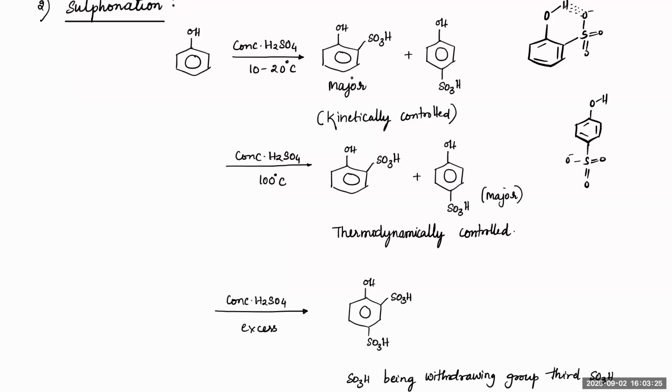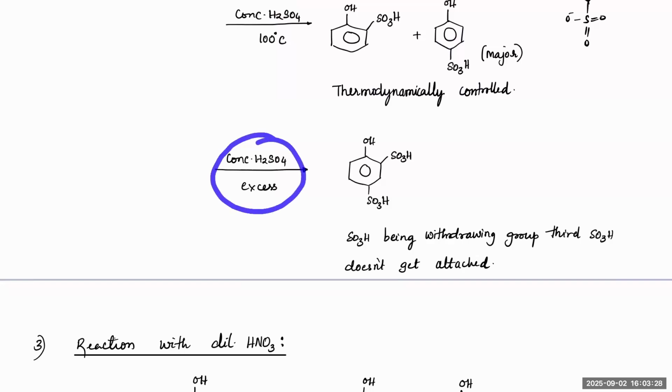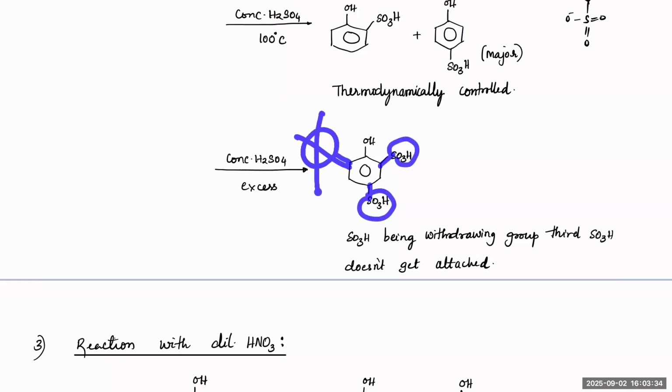But if you are pushing excess amount of H2SO4, then you will get only two SO3H. You will not get all three. Again, probably this is because of the bulkiness of SO3H. There is no particular reason to it, but remember it. What is given in NCERT, we will just simply follow that. The reason probably could be because there is no clear information given on that. So it is because of the bulkiness of SO3H and its strong withdrawing nature. Probably the third SO3H is not coming in.